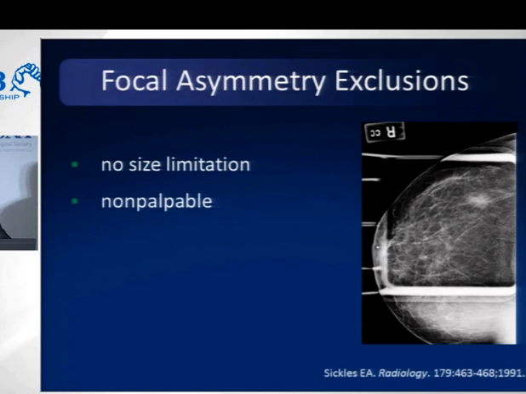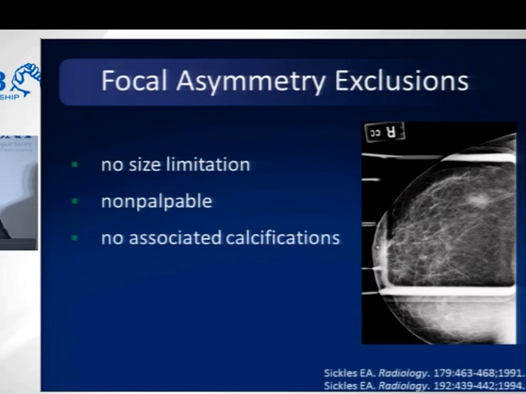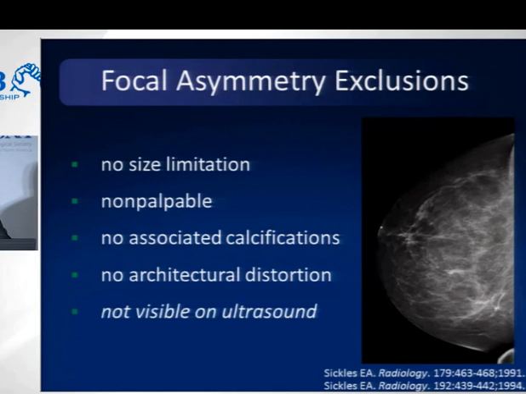So what are those rules? When it comes to a focal asymmetry, the focal asymmetry must be non-palpable. We can't follow palpable focal asymmetries. There should be no associated microcalcifications, certainly no associated architectural distortion, and critically, the focal asymmetry should be not visible on ultrasound.